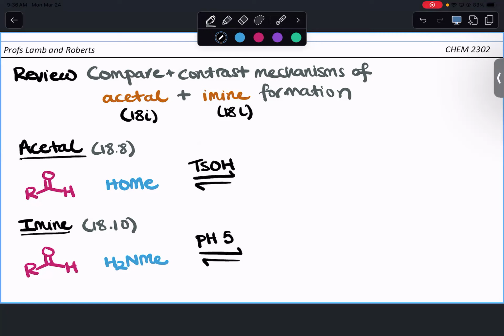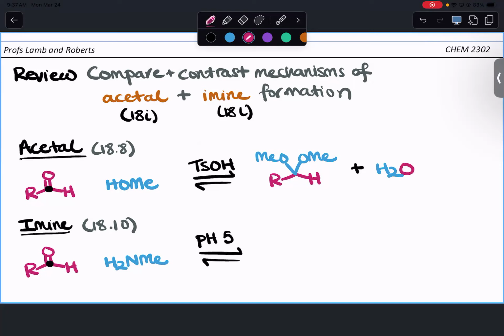Now, combining these two, you know that this carbon in the middle is going to be your electrophilic carbon. So when we're drawing the mechanism, you're going to see that that's the carbon that gets attacked. We're going to end up with our acetal, which looks like this. And then you're going to have water as a byproduct.